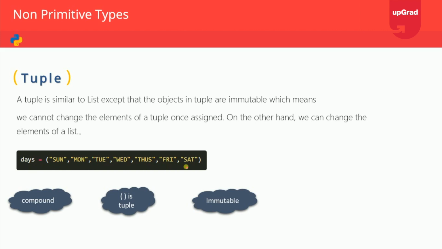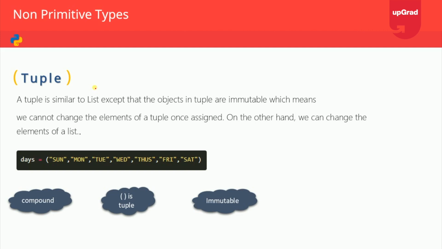The major difference between tuple and a list is that a tuple is immutable or read-only. Now what does it mean? It means that once a tuple is created, a tuple cannot be modified. A tuple is also represented using the simple brackets here. On the other side, a list is represented using the square brackets.